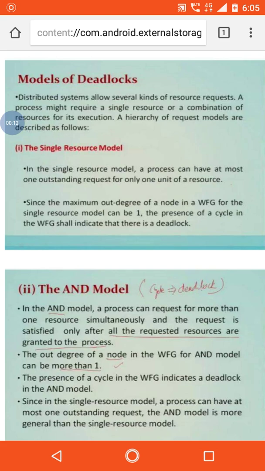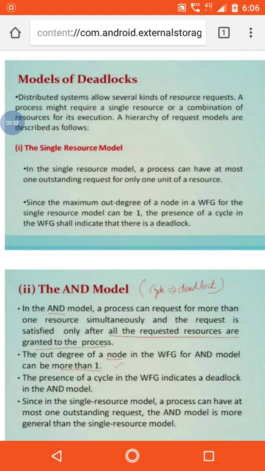The distributed system allows several kinds of resource requests, and a process requires a single resource or a combination of resources for its execution. In distributed systems, there are many kinds of deadlocks. Several kinds of resource requests will be sent. The resource request may be a single resource or a combination of resources for its execution. There is a hierarchy of request models, and there are four of them. We are going to see the four hierarchies: the single resource model, AND model, OR model, and AND-OR model.